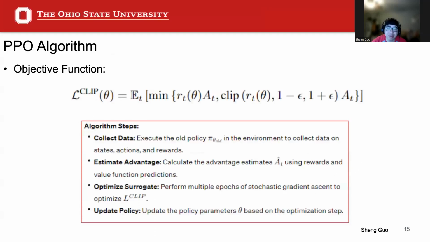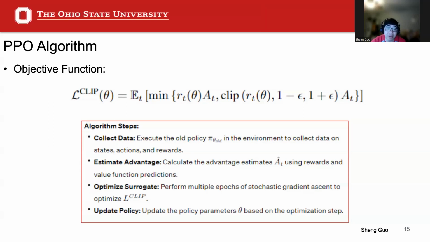Then let's talk about the details of the PPO algorithm. The main goal of PPO is to improve the way policies are updated in learning environments, ensuring that these updates are both stable and efficient. This formula represents the clipped objective function in PPO. It calculates the expected value of the minimum between the probability ratio of the new policy to the old policy times the advantage, and the clipped value of this ratio.